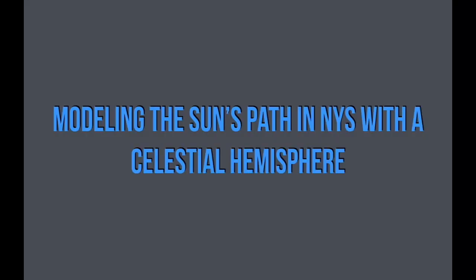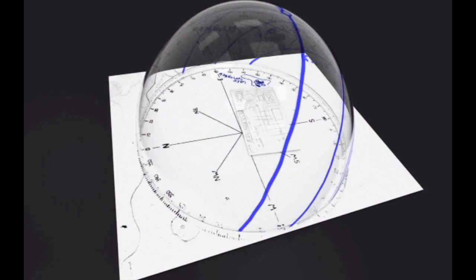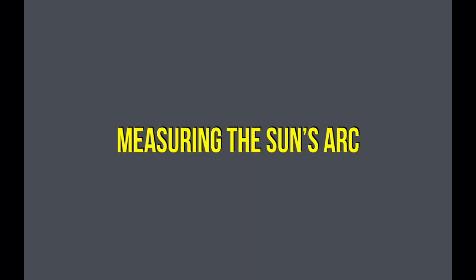So to finish this video, I want to introduce you to a celestial hemisphere. It's a method of modeling the sun's path in New York State or any location. A celestial hemisphere looks like this. It's a plastic dome. It's clear, and you can write on it. And really, it's used for two things. One is measuring the sun's path or the sun's arc, and the other is measuring the angle of the noon sun for any time of the year.